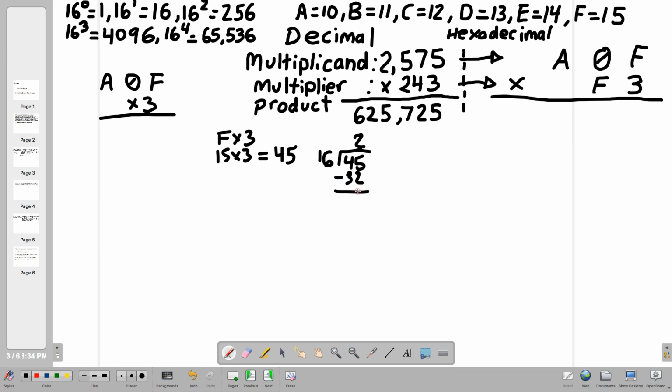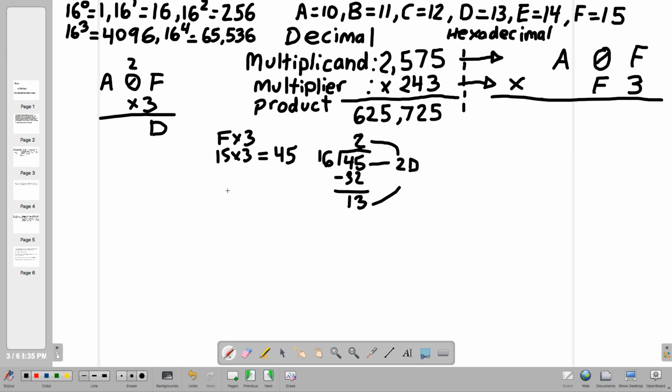And when we subtract, we get the value 13. And what this says is the decimal value 45 is represented in hexadecimal by the value 2D, because D in hexadecimal represents 13. So we have a D goes here, and the 2 is carried up.